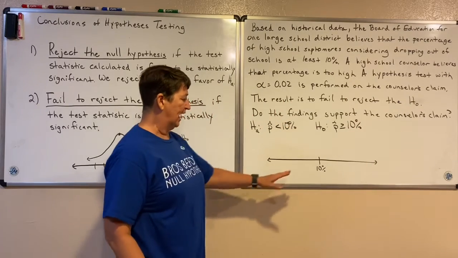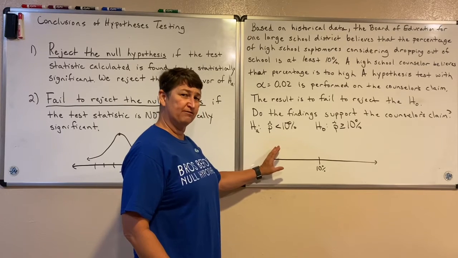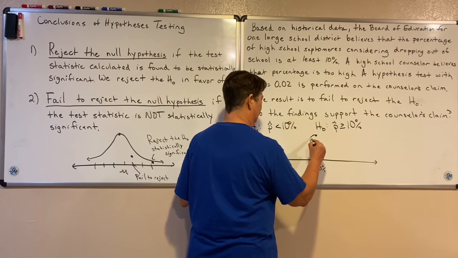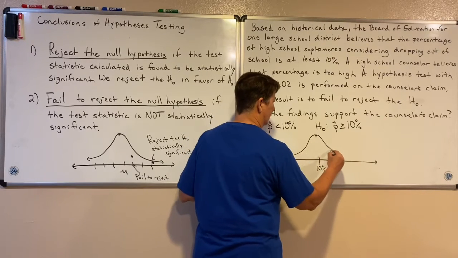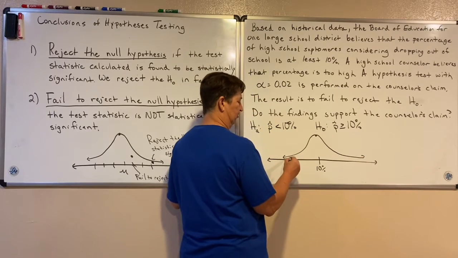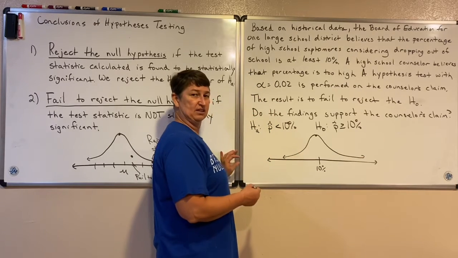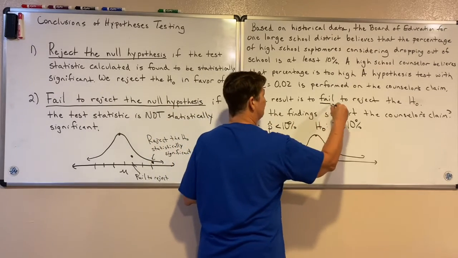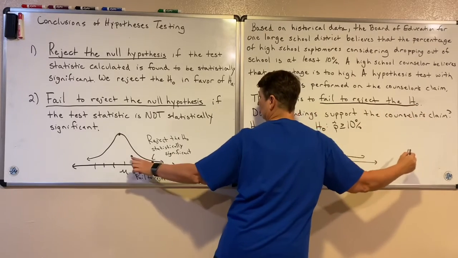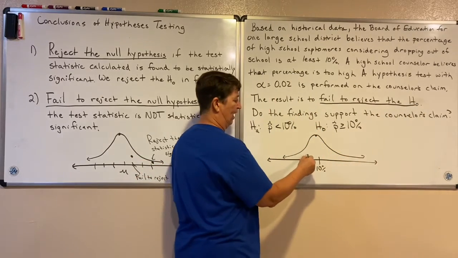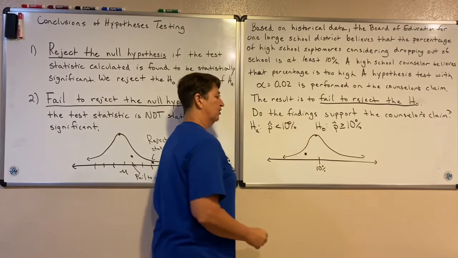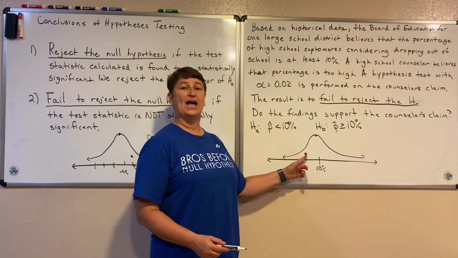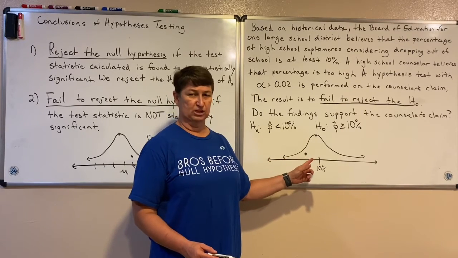So we're looking for something small enough down here to support that counselor's claim. The counselor's looking for enough evidence that it's way down here and there's a 2% chance that we would get that test statistic. And then we would say it's statistically significant. The result is to fail to reject the null hypothesis. Notice if I'm failing to reject the null, that means it's closer in here. So their test statistic was not statistically significant.